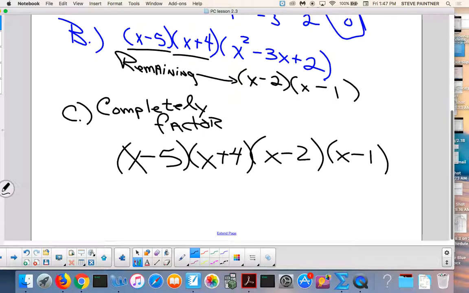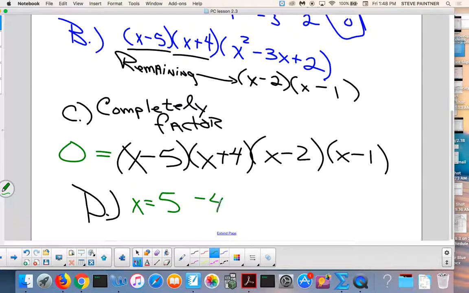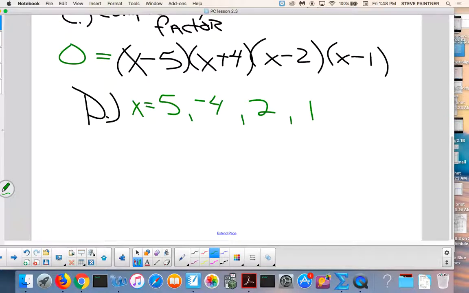How about D? List all real zeros of F. Oh, you want zeros? Set it equal to 0. What are the zeros? 5, -4, 2, and 1. Yeah? Okay. E. Told you this is a good problem.